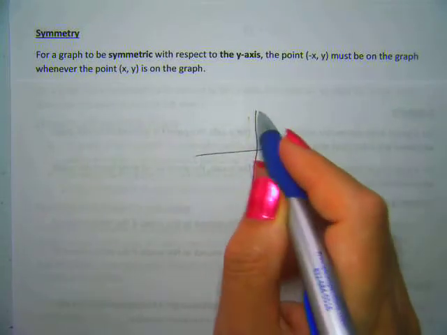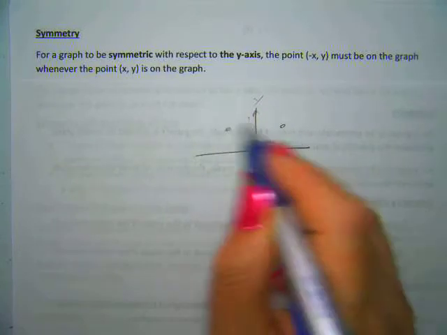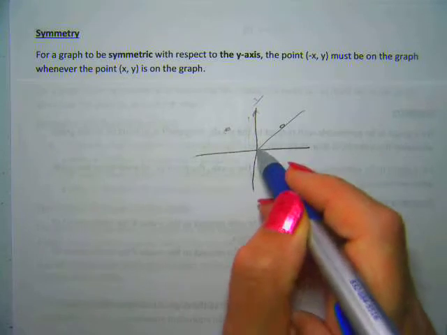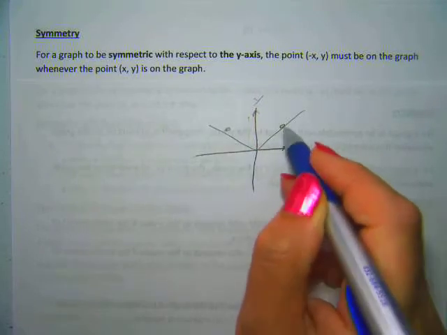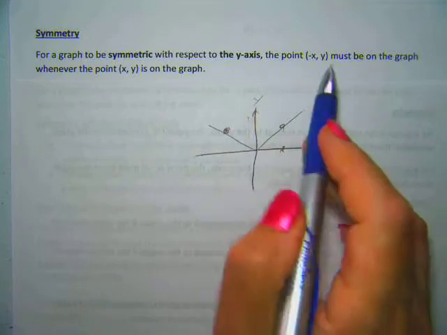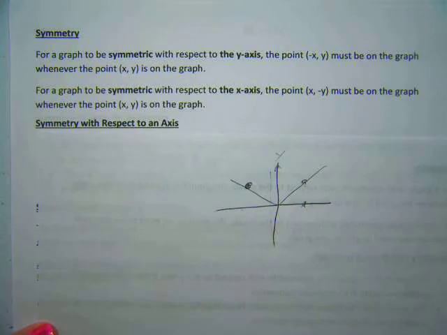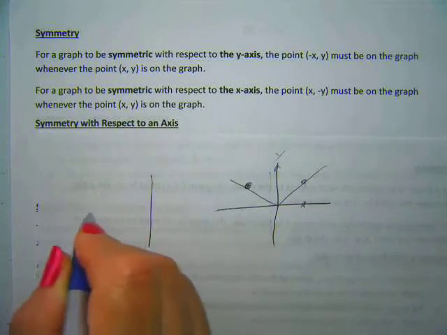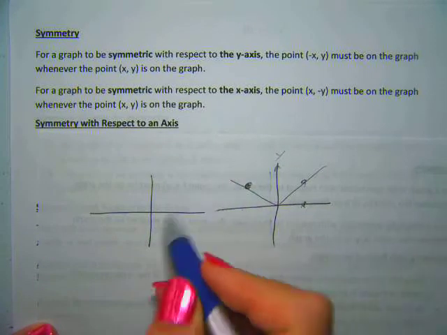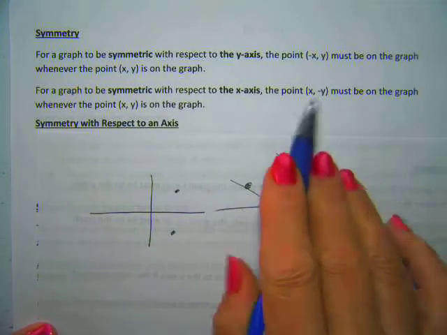But symmetric with respect to the y-axis, if a point is here, then it has to be here. That's what symmetry is, right? So if the point (x, y) is here, then we have to have the point (-x, y). For the same reason, symmetry with respect to the x-axis is the opposite. If the point (x, y) is there, then the point (x, -y) should be there.